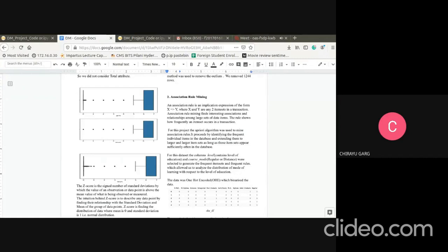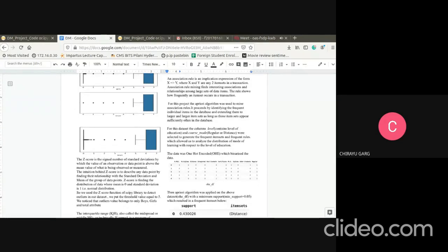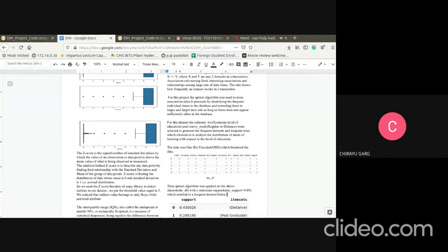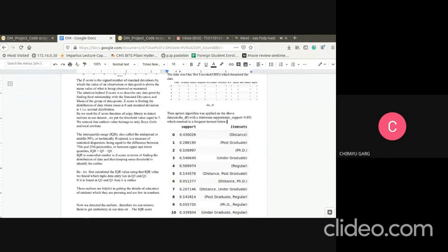Hi, I am Chirayu. I will be explaining association rule mining and clustering. So in association rule mining, we use level, which is the level of the degree the student is pursuing, and the course mode, that is regular or distance. After selecting these columns, we one hot encode the data, obtaining 9 binarized columns, which we use to obtain the frequent item sets.